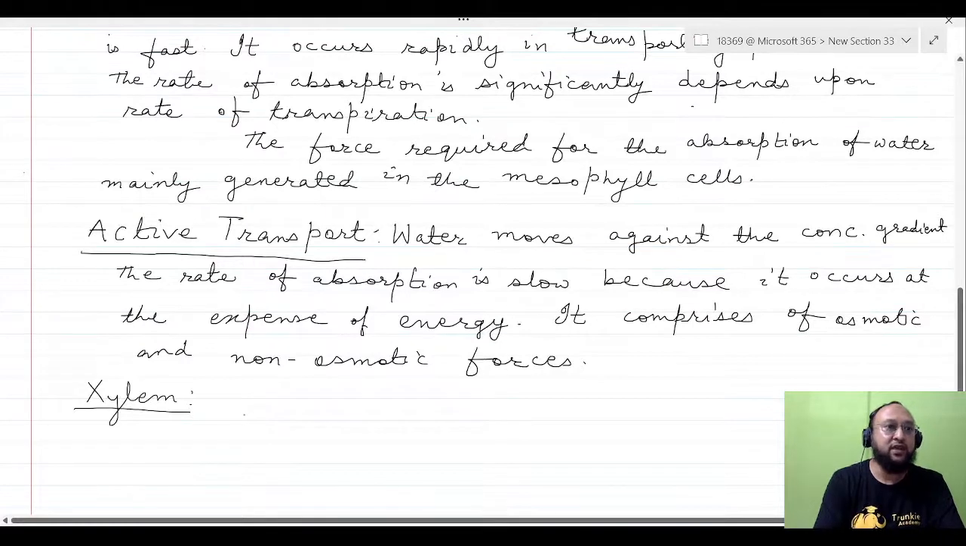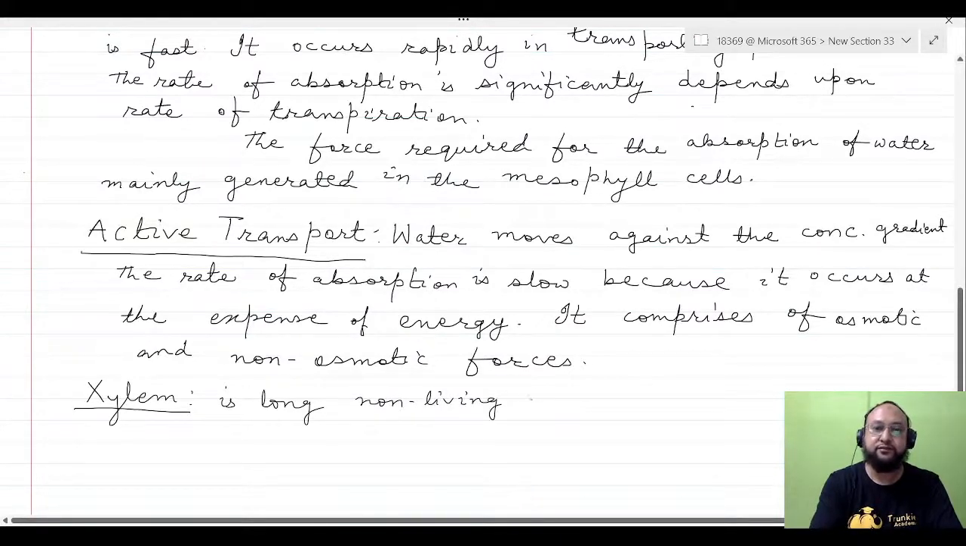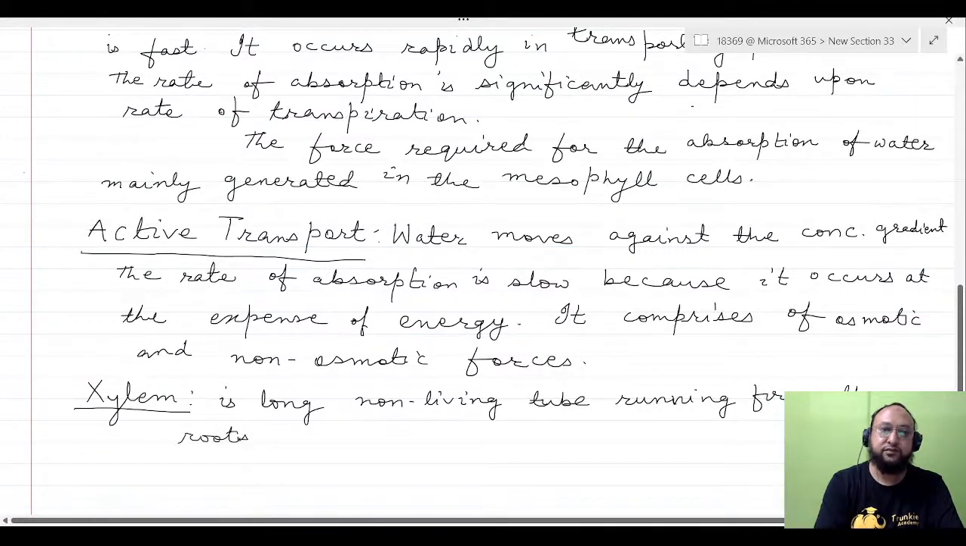Xylem, first, is a long non-living tube, made of non-living tissue. A non-living tube-like structure running from the roots to the leaves through the stem.